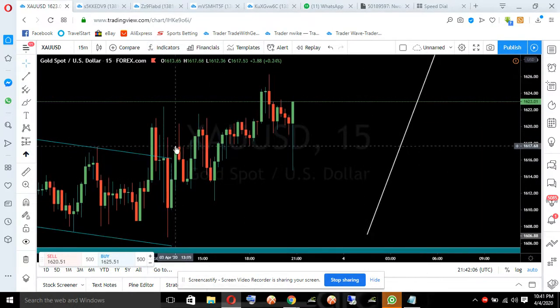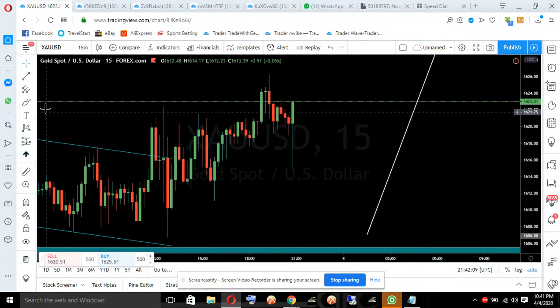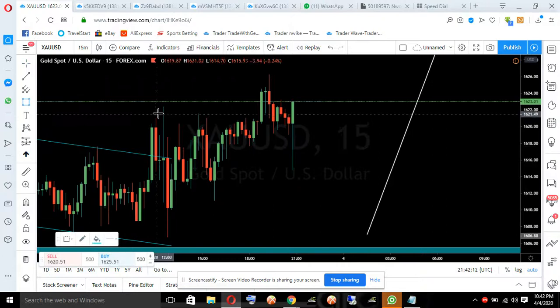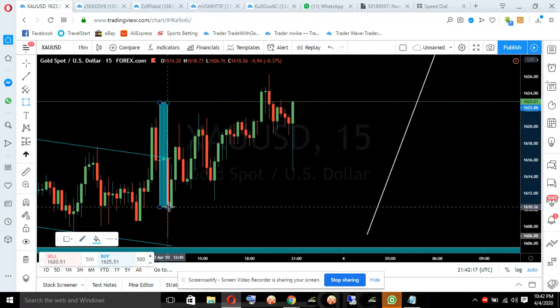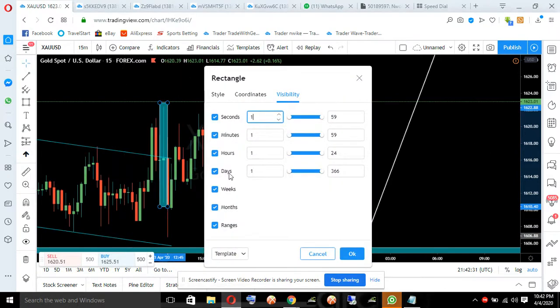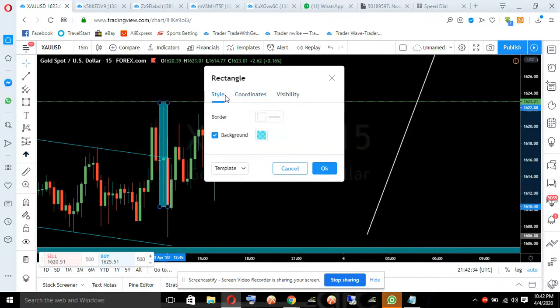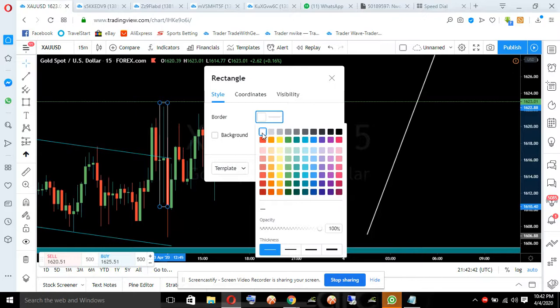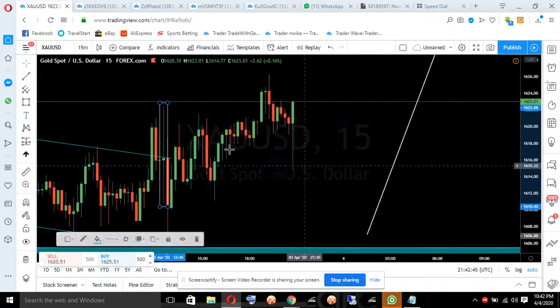Let me see if I can get one of those candles. Let me use a rectangle to capture the NFP candle. So this is actually the NFP candle. This candle is the NFP candle. So let me get rid of this background, the border. Okay, I think it's okay with the white border.